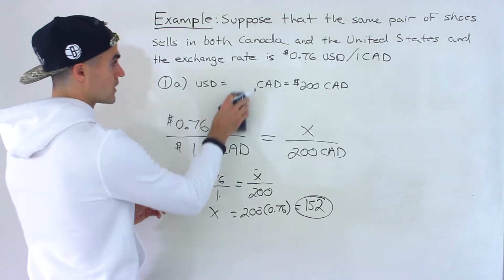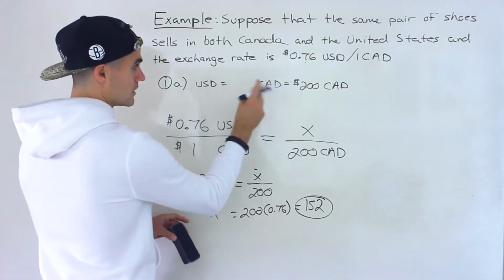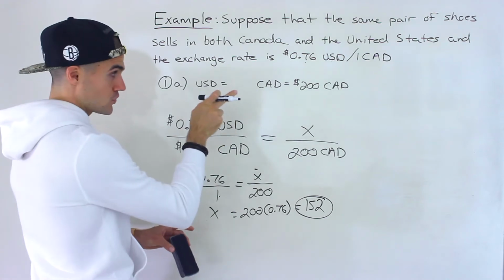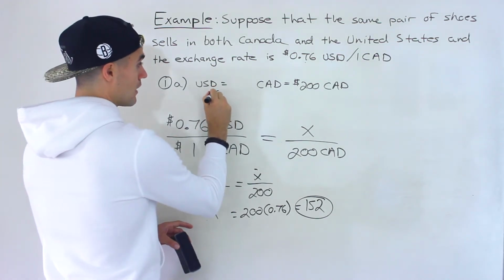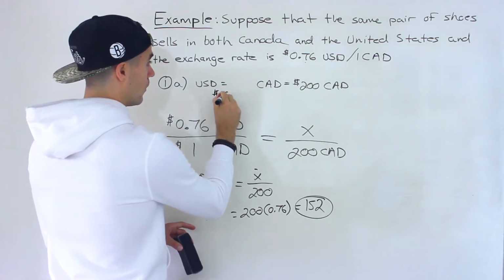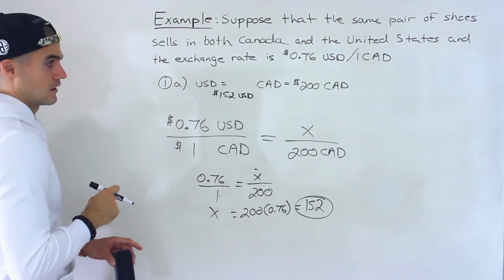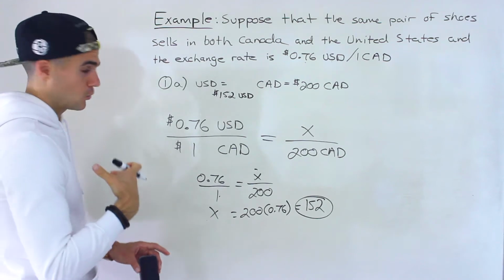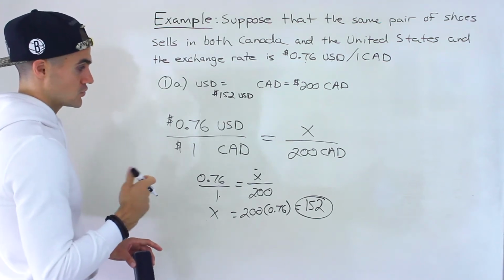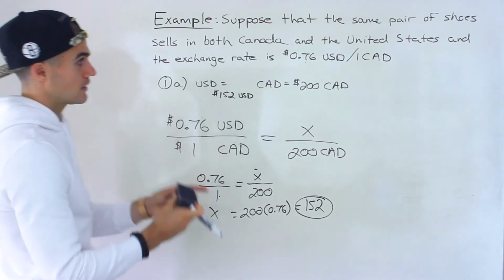So the USD price with that exchange rate, if the shoes sell for 200 Canadian, then the USD price should be 152 USD. And that's pretty much personally how I work with these exchange rates. I create a fraction like this depending on what's given here.